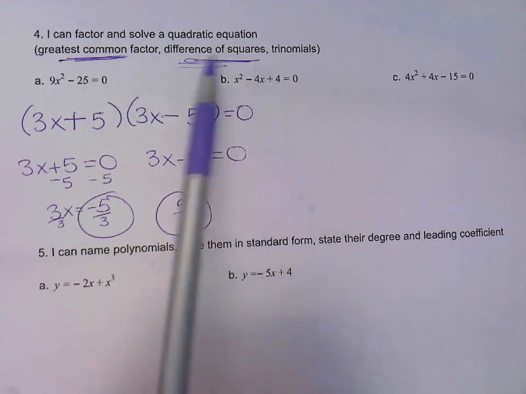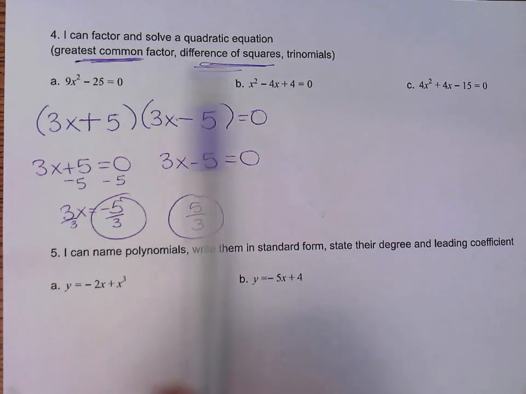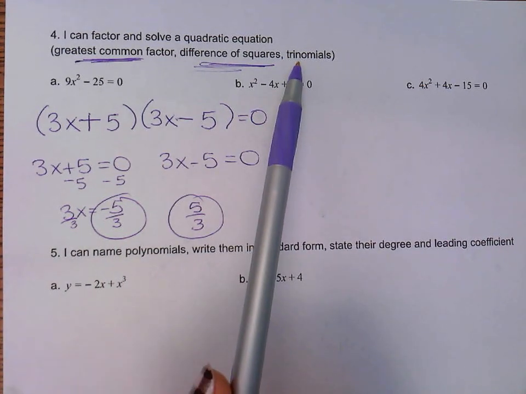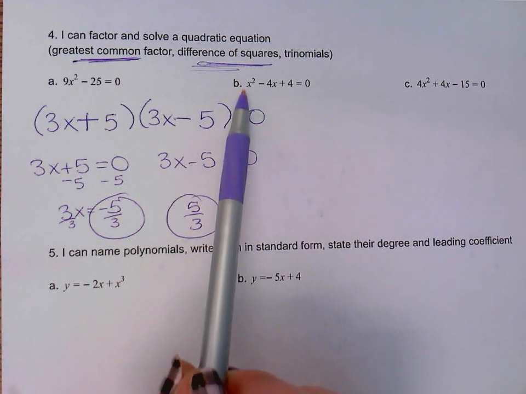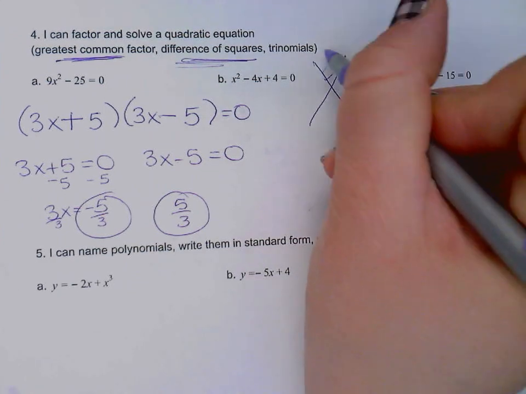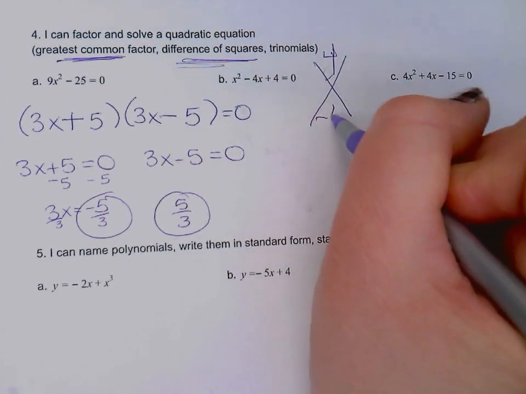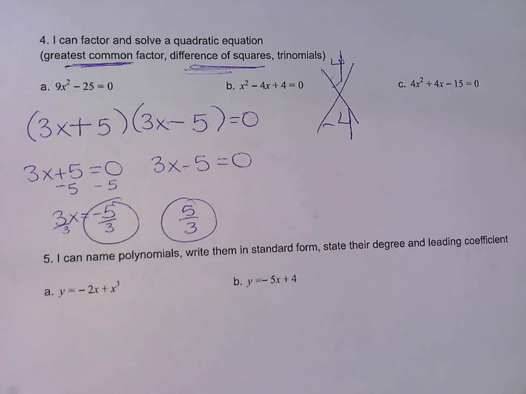Doesn't have one, or it's 1. Difference of squares. It's not a difference of squares, so it's trinomial. Do I need the diamond or the box? So I need the diamond because it's 1x squared. So I'm looking for the factors of 4 that add up to negative 4. Did anyone get this one factored on their own?